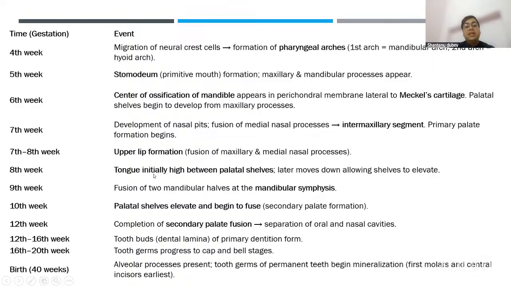8th week, the tongue is initially high between the palatal shelves and later falls down to allow the shelves to elevate. 9th week, important: fusion of the two mandibular halves at the mandibular symphysis. 10th week, palatal shelves elevate and begin to fuse. 12th week, completion of secondary palate fusion. So it is initiated in the 10th week and completed by the 12th week. 12th to 16th week, tooth buds of primary dentition form. 16th to 20th week, tooth germs progress to cap and bell stages. At birth, the alveolar process is present, and tooth germs of permanent teeth begin mineralization for the first molars and central incisors.